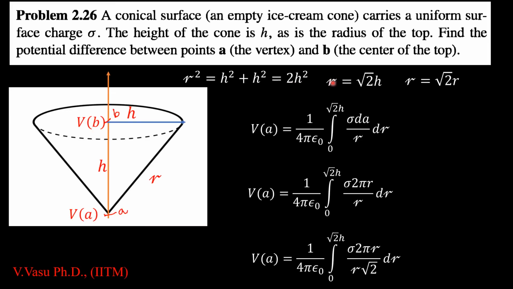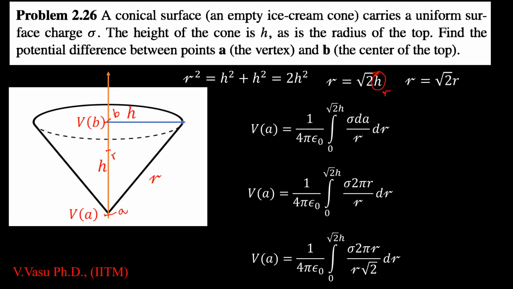So what is script R? You can take the square root of this, that is, square root of 2 times h. If instead of h you take any other value, let us say we are taking small r, we are generalizing the problem, which is less than this h, some distance r. Then script R can be written as square root of 2 times small r.